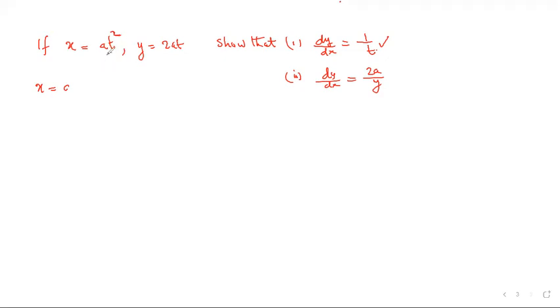Understood that? Depends on the question. So x is a function of t. So x equal to at square. y is also a function of t. So differentiate this with respect to t, and differentiate this also with respect to t. After differentiation, what should I do? We need to divide. Excellent. Okay, start.